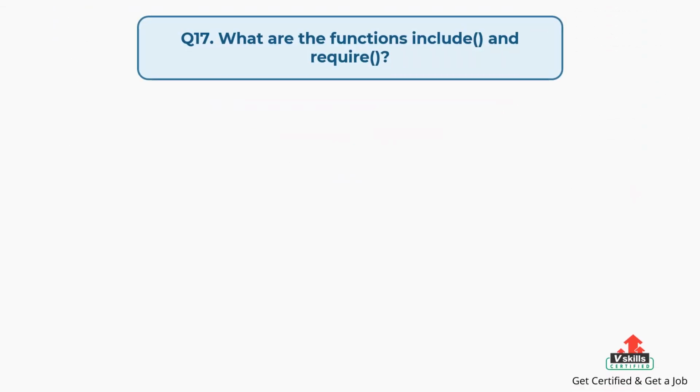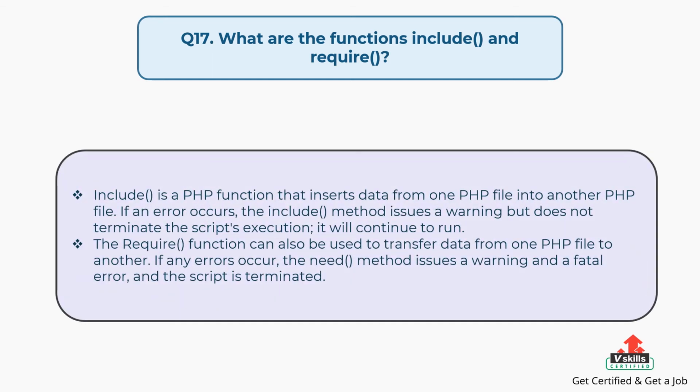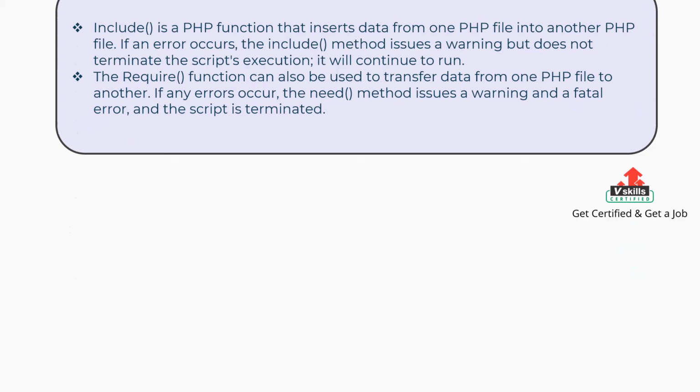Question number 17. What are the functions include and require? The answer is, include is a PHP function that inserts data from one PHP file into another PHP file. If an error occurs, the include method issues a warning but does not terminate the script's execution. It will continue to run. The require function can also be used to transfer data from one PHP file to another. If any errors occur, the require method issues a warning and a fatal error, and the script is terminated.